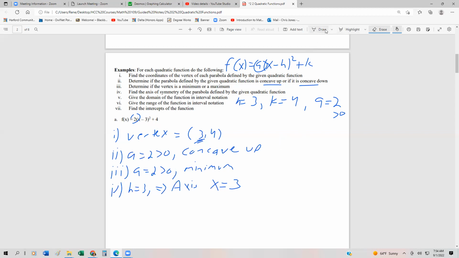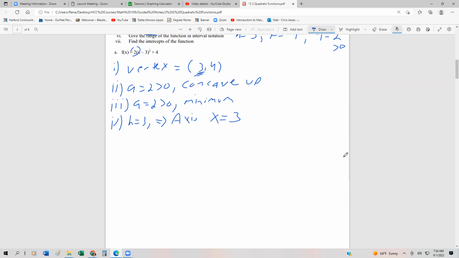Now, the domain of a quadratic function is really easy. It's always all real numbers. So the domain of all quadratics is going to be from negative infinity to positive infinity. But the range is not all real numbers all the time.